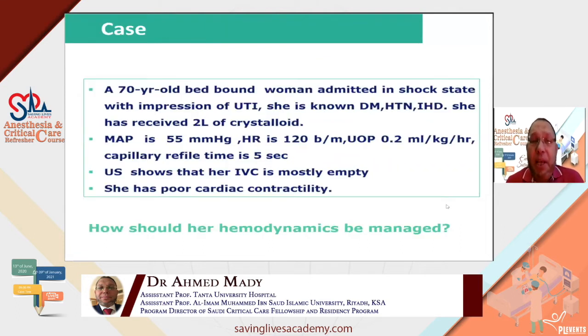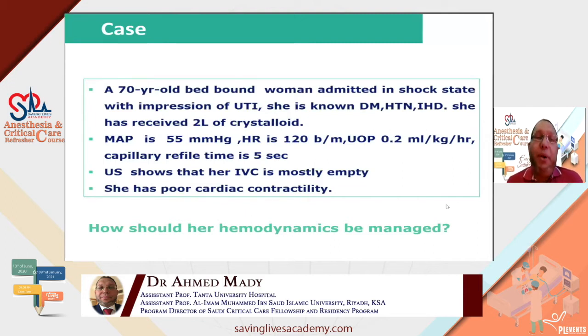For example, take a very common case that all of us have in our ICU. You can find an old-age patient coming to your ICU, known to be bedbound, admitted in a shock state. The first impression in the ER was that they diagnosed her as UTI. She has diabetes mellitus, hypertension, and ischemic heart disease. She received 2 liters of crystalloids. Her MAP was 55, heart rate 120, urine output is low, and capillary refill time is prolonged.